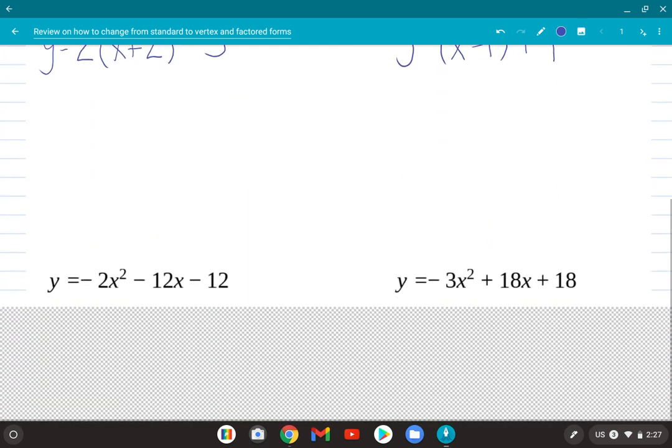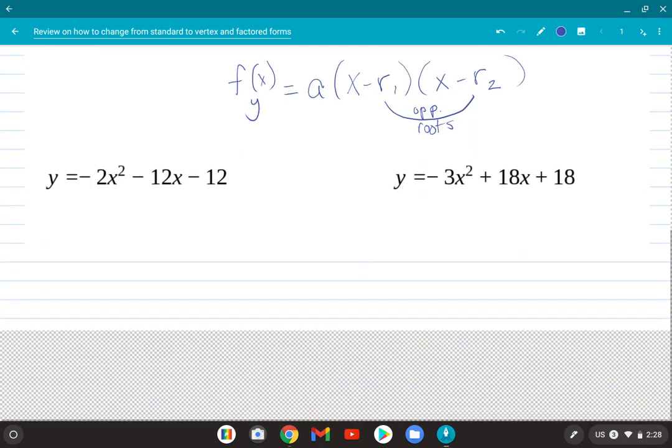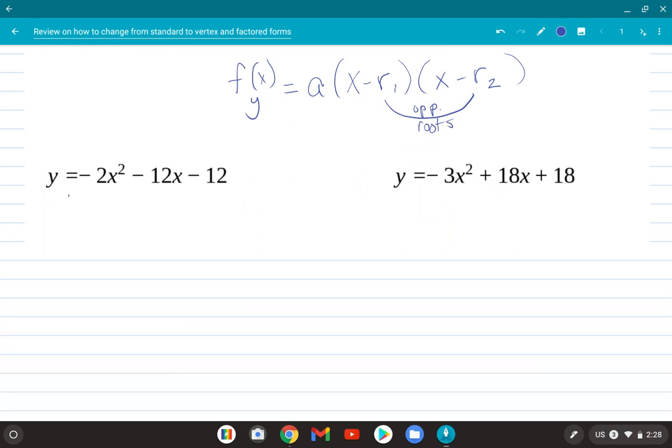Now the next ones I want to do in factored form. So factored form is when we're looking for the roots. Okay, so roots are your x-intercepts. These are your roots. And we always want the opposite, so the opposite sign. So again, we're going to use Desmos, and I want to find my roots.